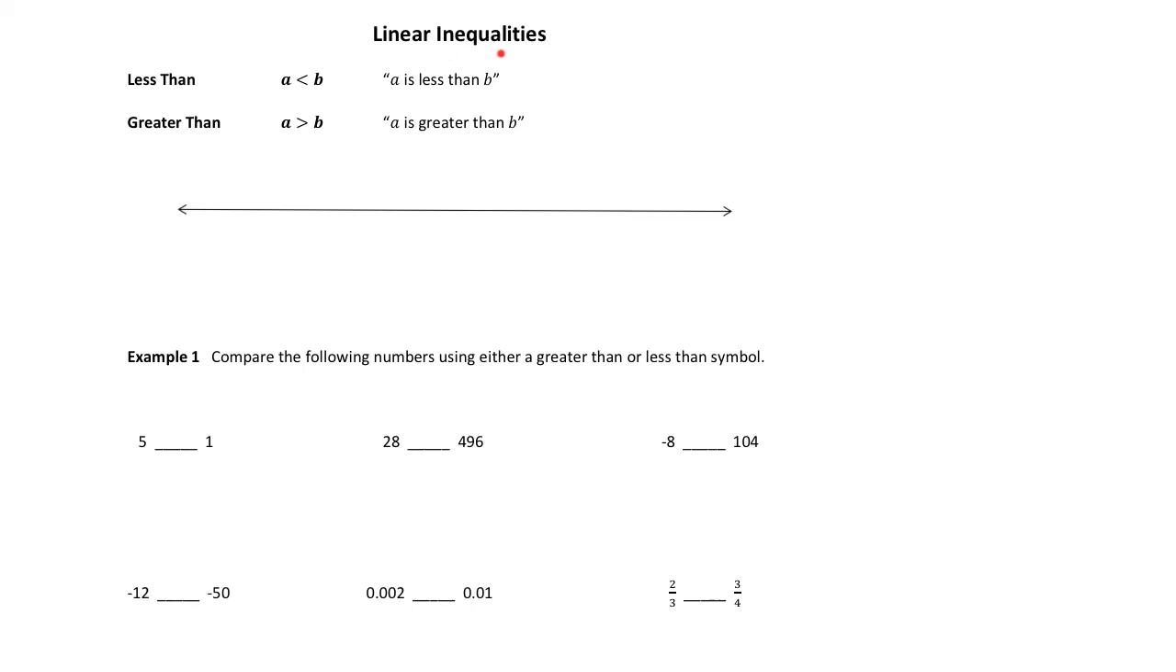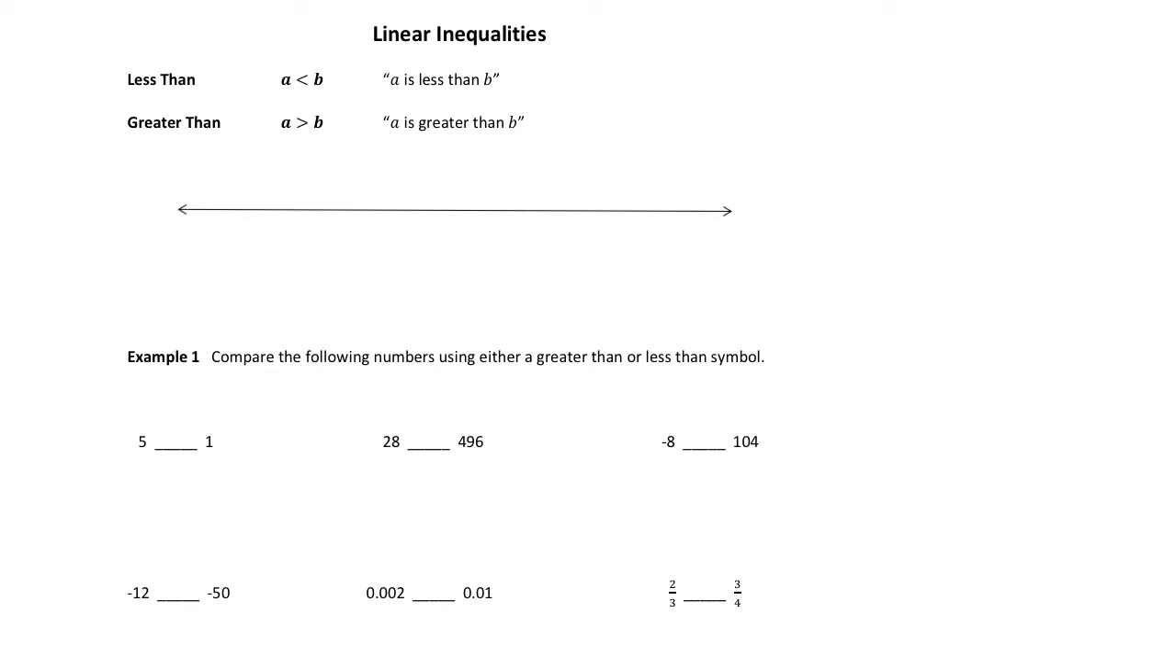We're going to use inequalities when we compare quantities that are unequal. So if two numbers aren't equal, like a and b, as I'm calling them here, the two possibilities are either a is less than b, using this symbol, or a is greater than b. The symbol opens up to the larger value.